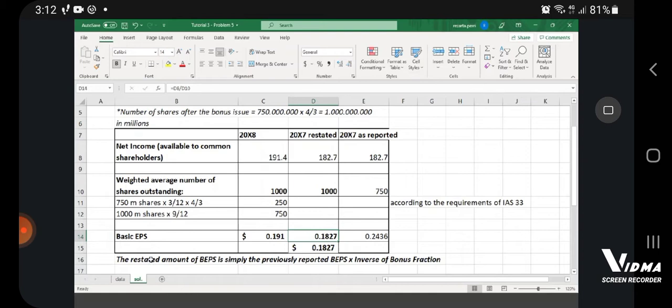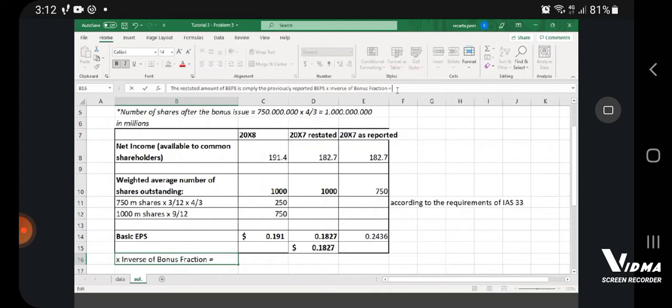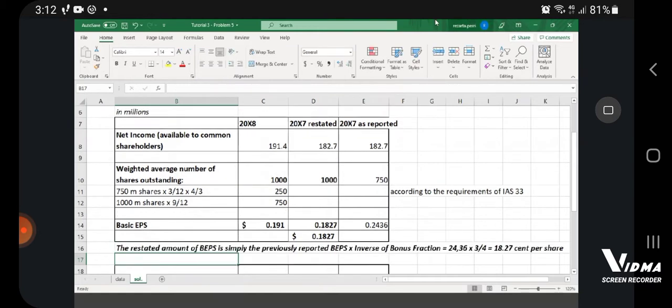So a shortcut is to just calculate the basic earnings per share for 2017 as it was reported in that year, when I didn't know that the bonus would be issued. Then I could use that and multiply it with the inverse of the bonus fraction. In this case, 24.36 multiplied by 3 to 4. That would give me a result of 18.27. Okay, that would be the result.